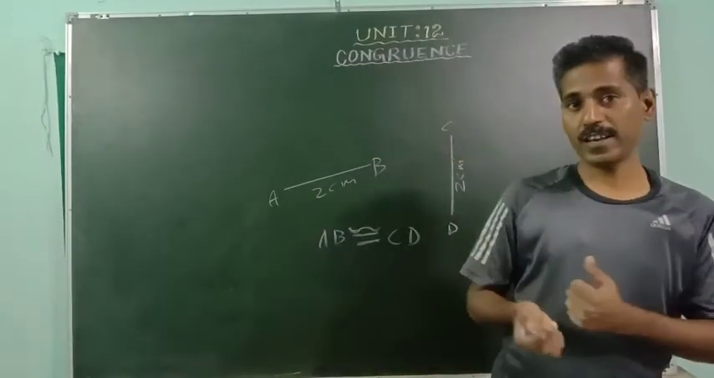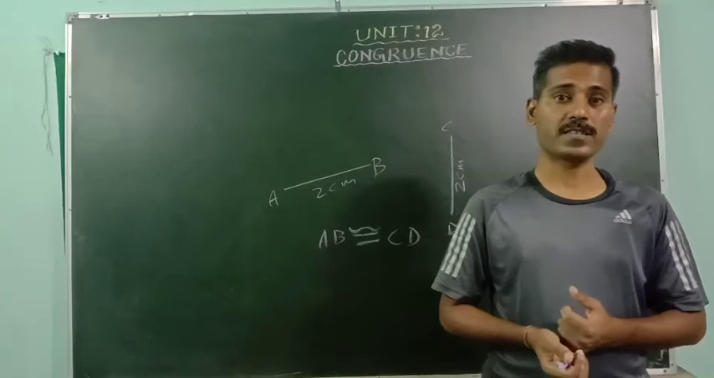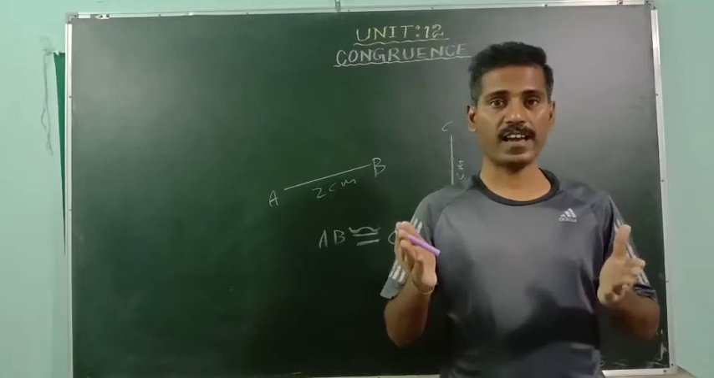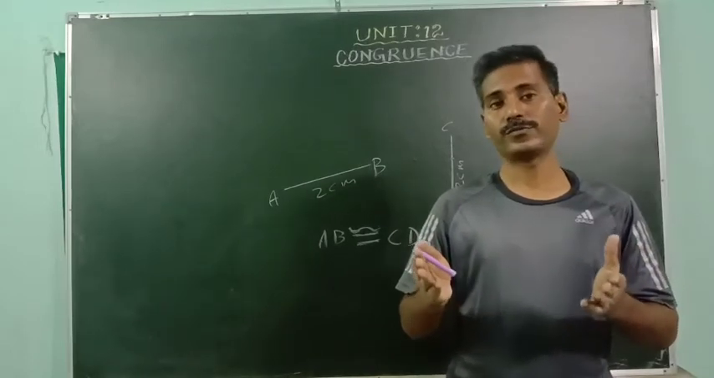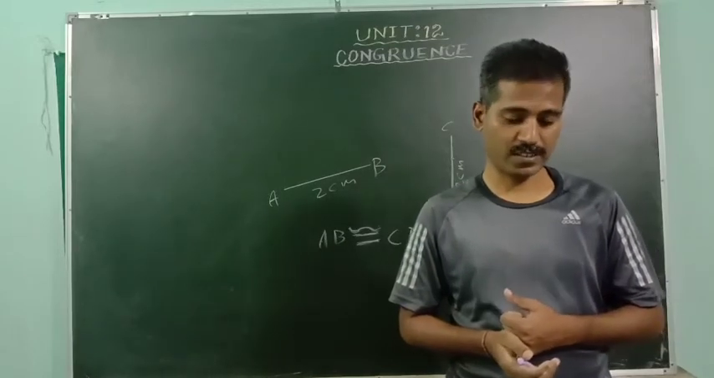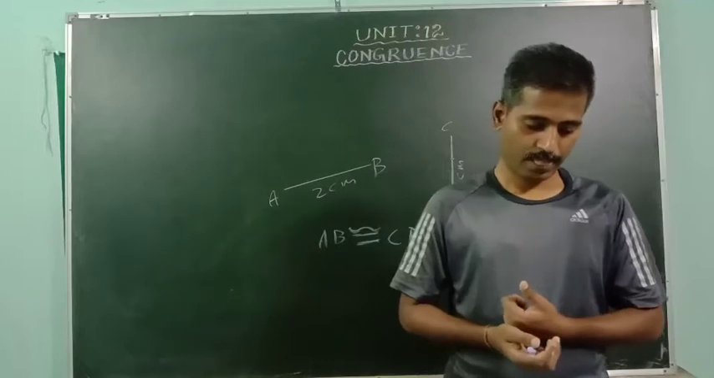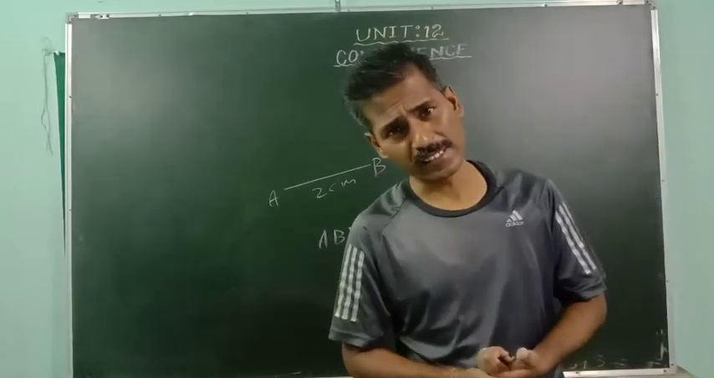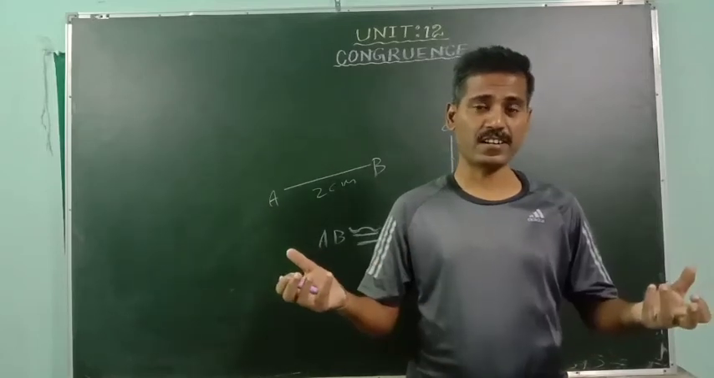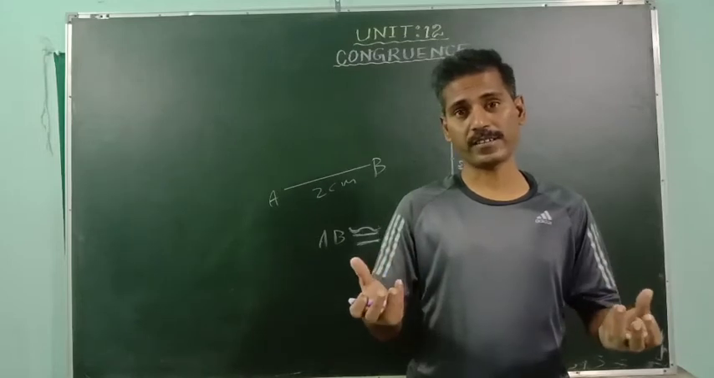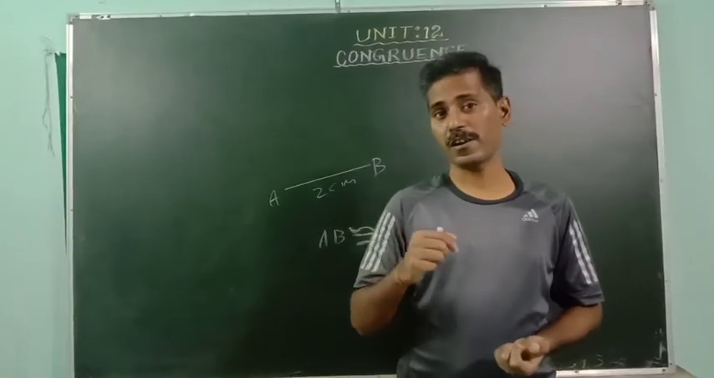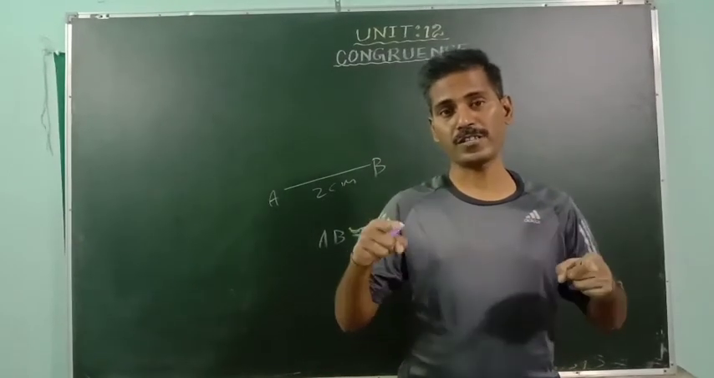In case of two circles, if they have the same radii, if the lengths of the radii of two different circles are equal, then they are said to be congruent. In case of angles, if two angles are of the same degree, two 90 degree angles are congruent, two 50 degree angles are congruent. So in this chapter we are going to explore the congruency of triangles.